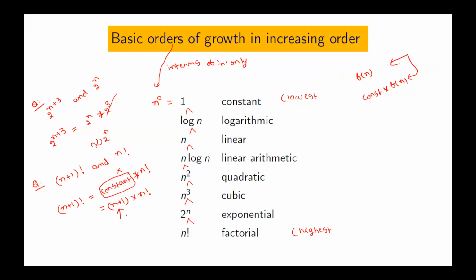Okay, now we'll see some more examples. N power n and n factorial. N power n and n factorial, which has lower order of growth? N power n. Out of these two, which is more, which is less?